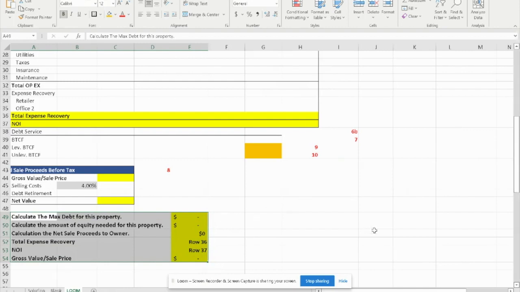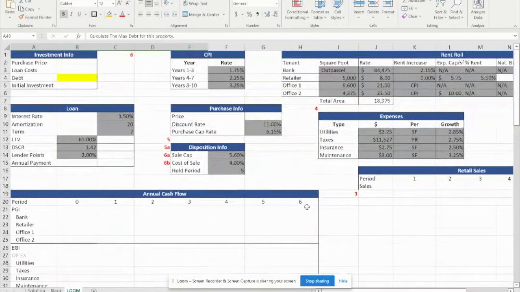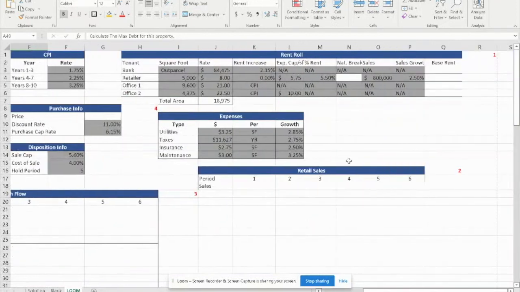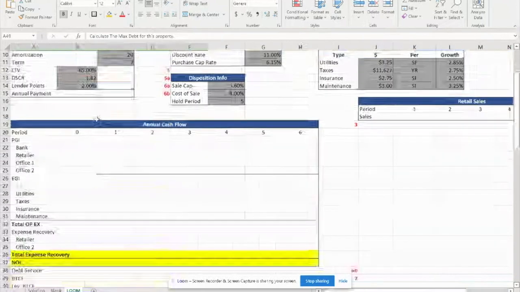What I've also done for you is I've put a little note next to each of these tables indicating which one you should do first, second, third, fourth, and so on. For example, you would start with the rent roll first to calculate the base rent, and you would move down to the retail sales for years 1 through 6. Then you would move on to the annual cash flow table.